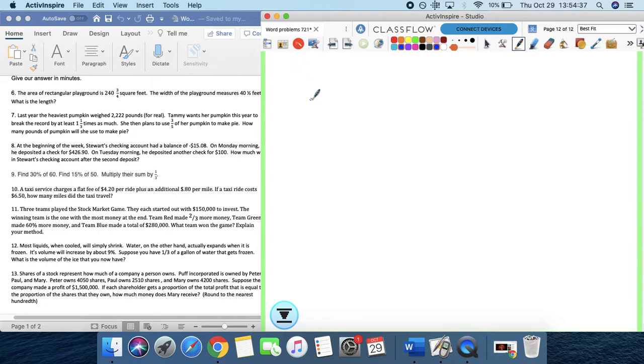12, okay. Most liquids, when cooled, will simply shrink. Water, on the other hand, actually expands when it's frozen. Its volume will actually increase by 9%. Suppose you have 1/3 of a gallon. So this is how much I have, 1/3 gallon of water.